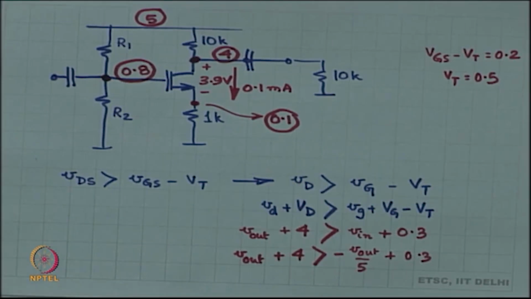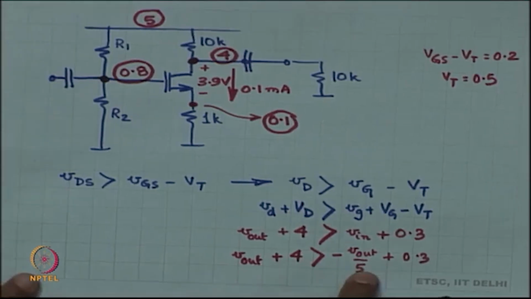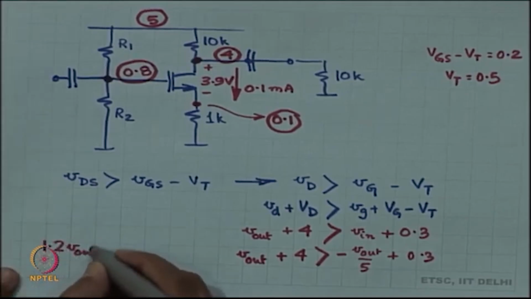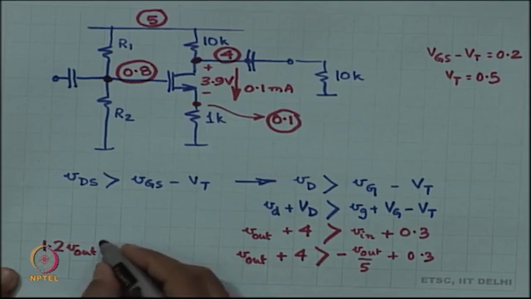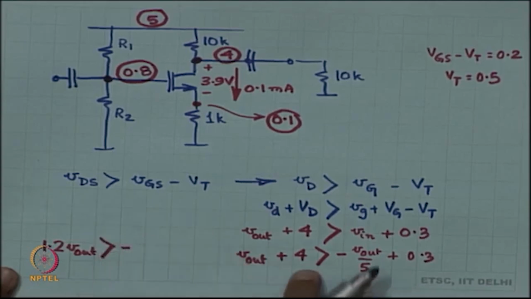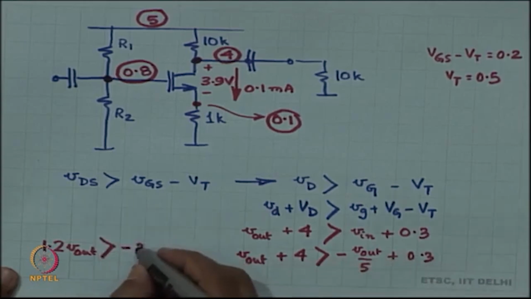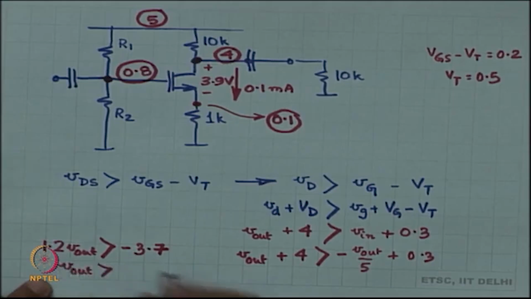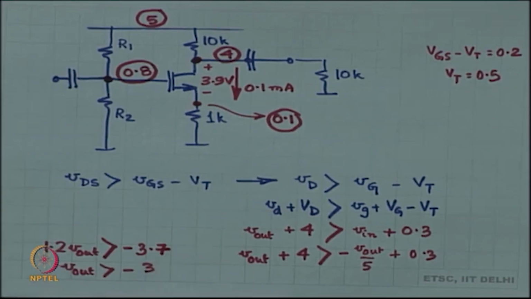So now you put all the Vouts together, right, what do you get? You get Vout and then 0.2 times Vout. So 1.2 times Vout is more than minus 3.7, or in other words Vout has to be more than something like minus 3, okay, minus 3.1.